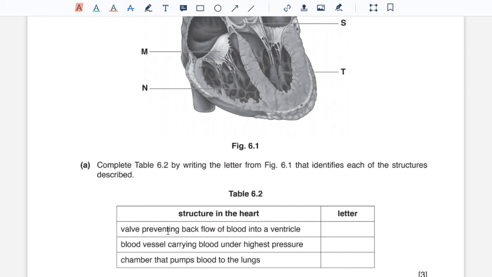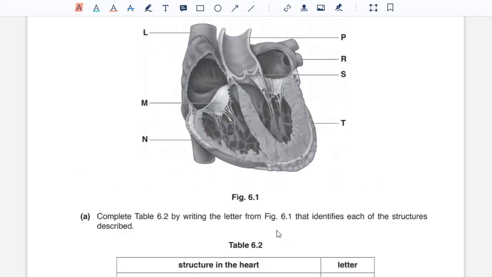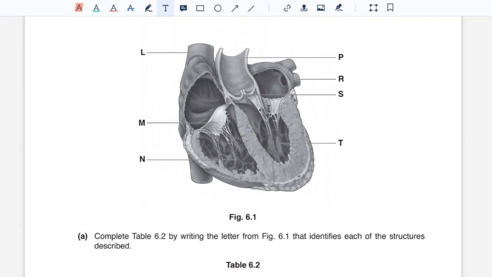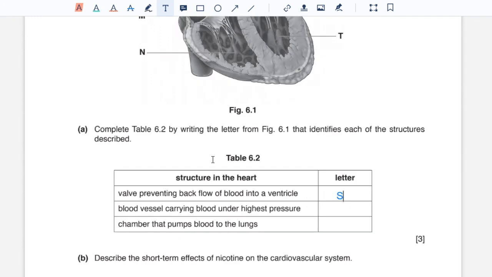Blood could flow from arteries into ventricles, and that is prevented by semilunar valves represented by this valve over here, S. This backflow of blood into ventricles could have occurred when the pressure in ventricles falls below the pressure in arteries, so that would be after ventricular systole.